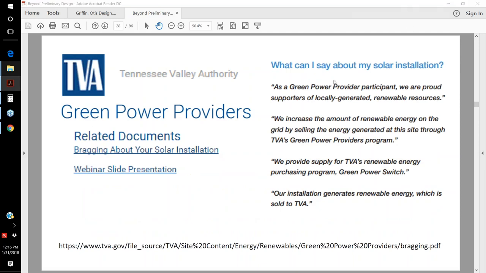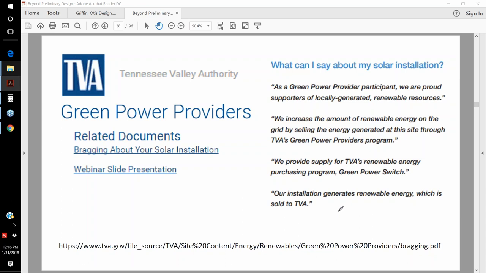In fact, if you've participated in a solar program in the past, you may have gotten a document from the utility that tells you what you can and cannot say about your solar array. So in the Tennessee Valley Authority region, which North Mississippi is a part of, when you participate in their residential solar program, you are agreeing to sell all of the RECs to the TVA.